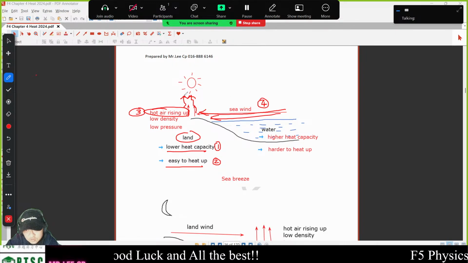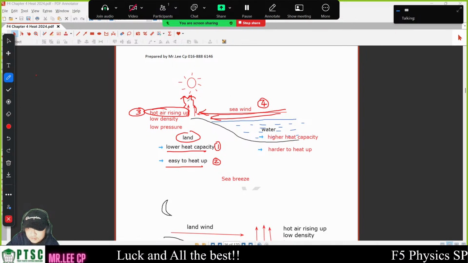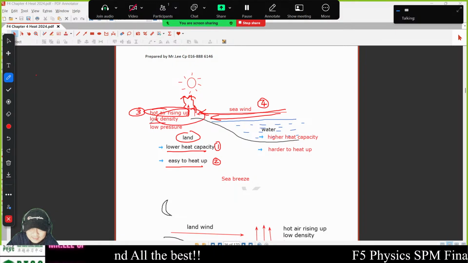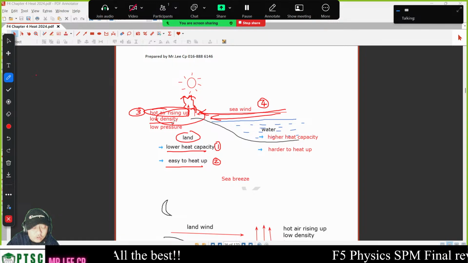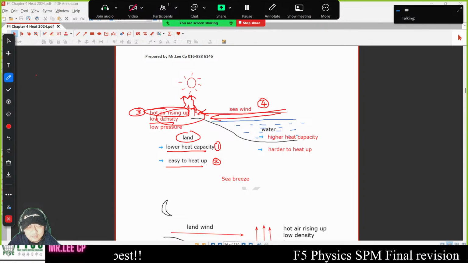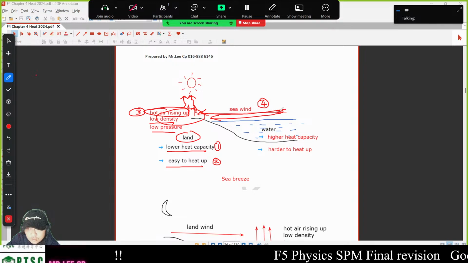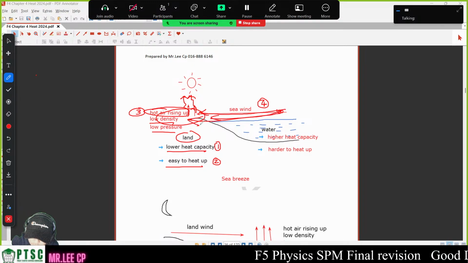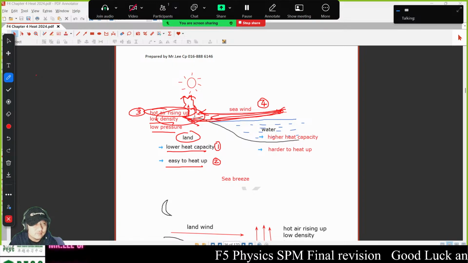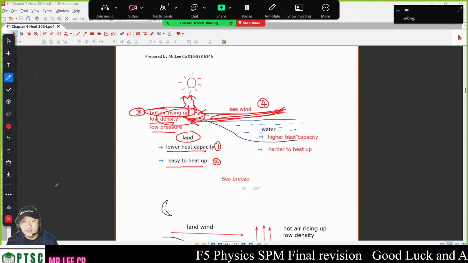This one rises up. Teacher, why does this one rise up? The wind will blow from here. When this one rises up, it means the air particles here are less. Right? Low density. Low density means less particles, less number of particles. So the pressure is low. So higher pressure will blow to the lower pressure to fill in the blank. Okay? Now, this is sea breeze.